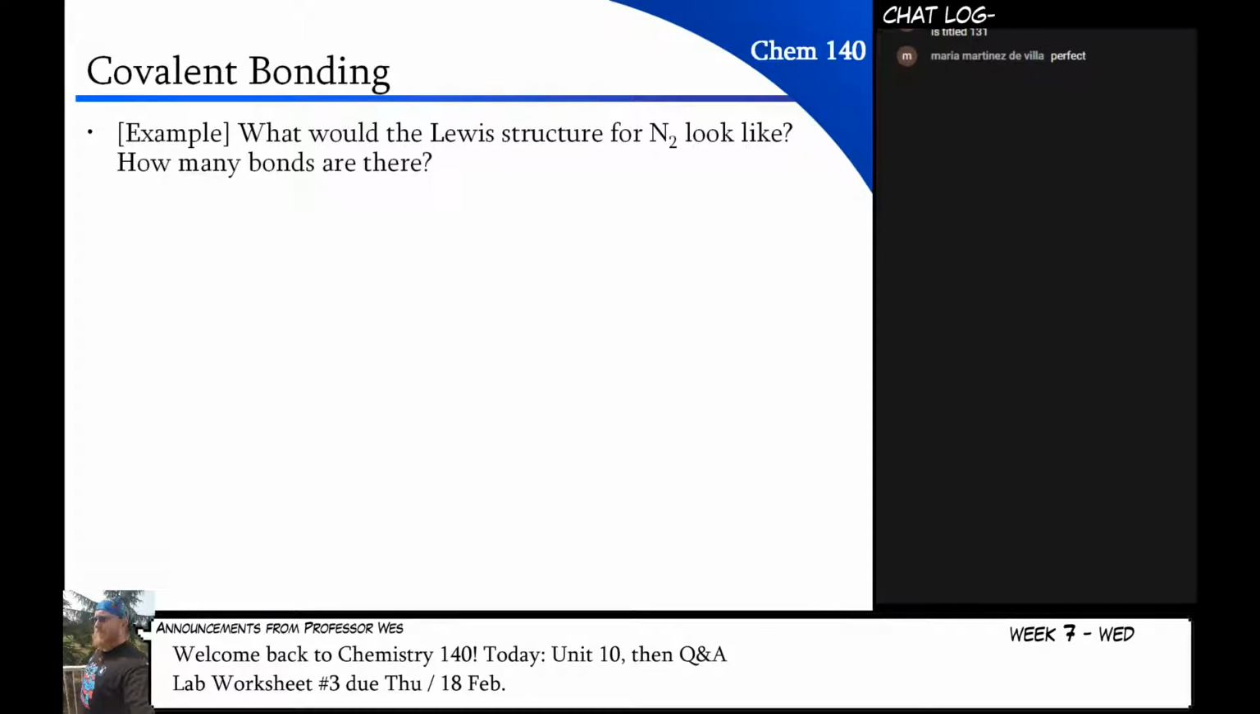All right, have you drawn the Lewis structure for N2? What you think it is, anyway. One more minute, we'll go over the answers. Oops, I accidentally clicked on mute there.